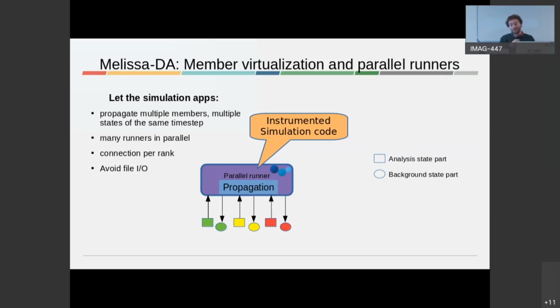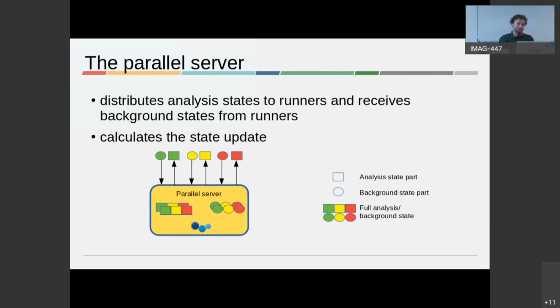The connection to the central point isn't an MPI connection, but rather something very dynamic like TCP. And we also do data redistribution, so the parallelization of those simulation codes can be quite different from the parallelization on the central point. The central point is a parallel server, so they are really the same connections that you use when you connect to a website. And this parallel server is basically connecting all the different state parts from all the members and from all the runners, which are the instrumented simulation codes you saw on the previous slide.